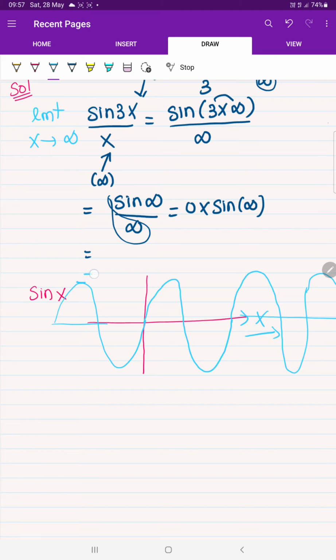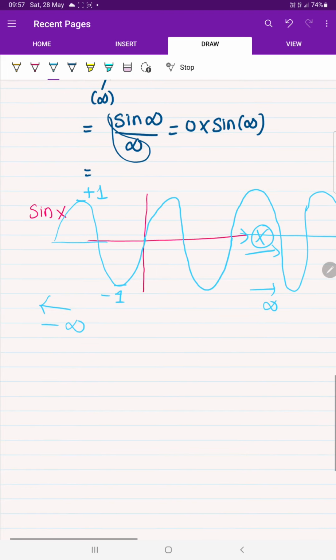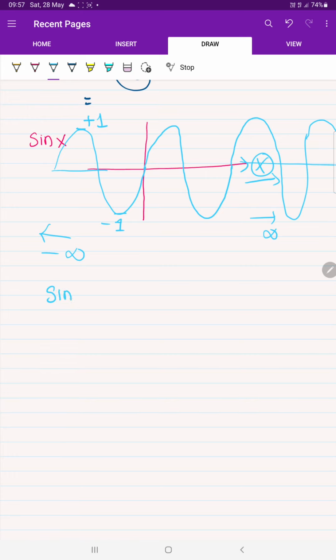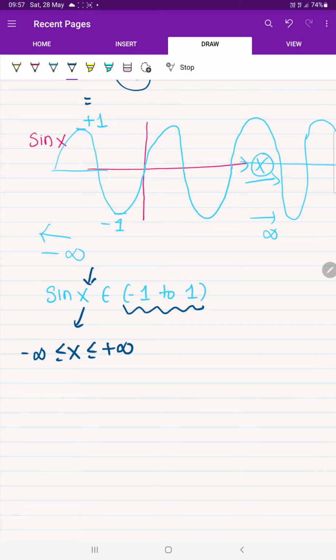The maximum value of sine is plus 1, and the minimum value of sine is minus 1 only. It is fixed. It does not matter whether x is going to infinity or minus infinity. So, what is the conclusion? The conclusion is sin x is always bounded between minus 1 and plus 1. Let me define the range of x: x is traveling from minus infinity to plus infinity. You can put any value for x from minus infinity to plus infinity, and the value of sin x will always be bounded between minus 1 and plus 1.